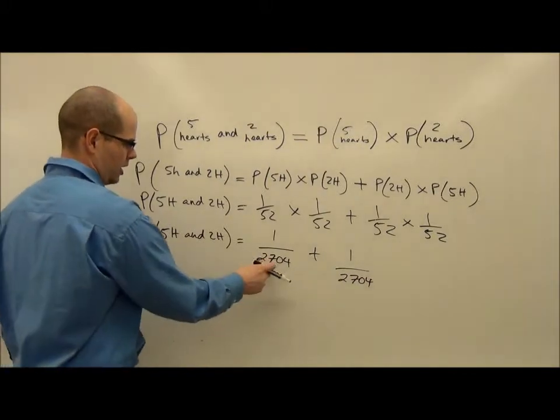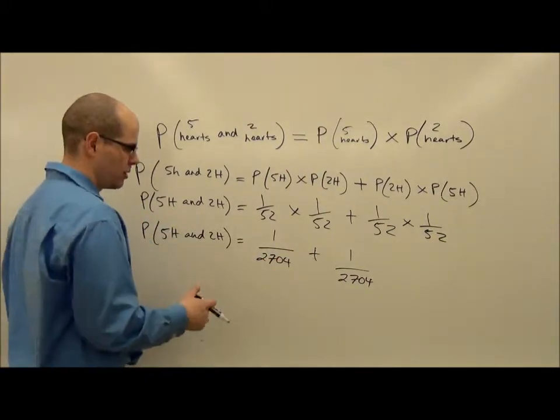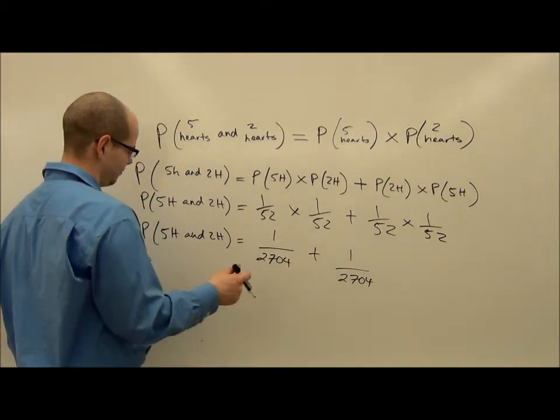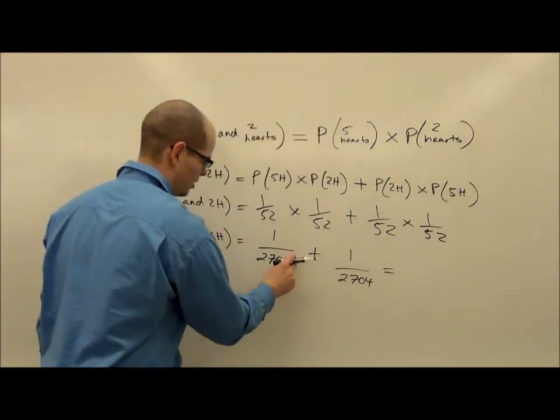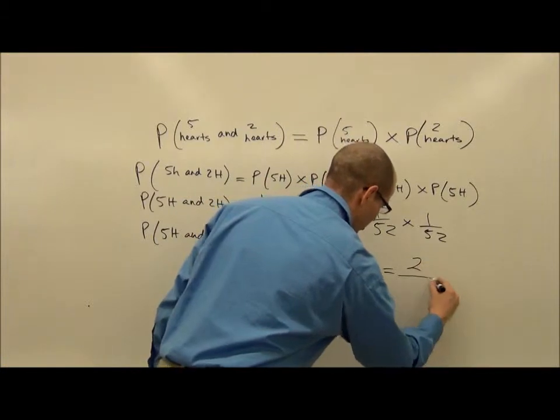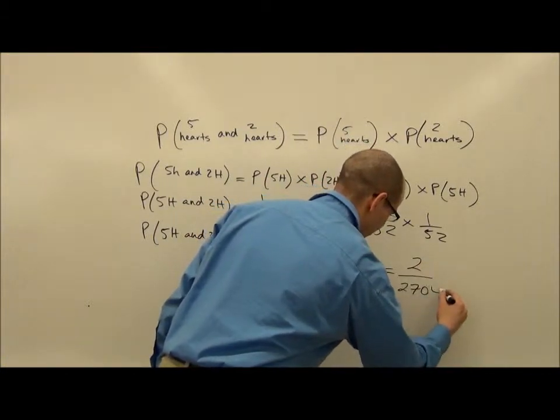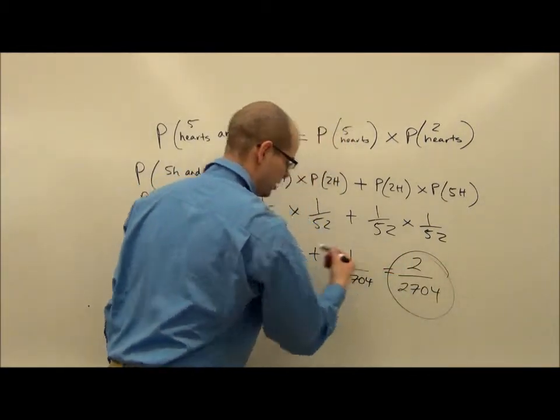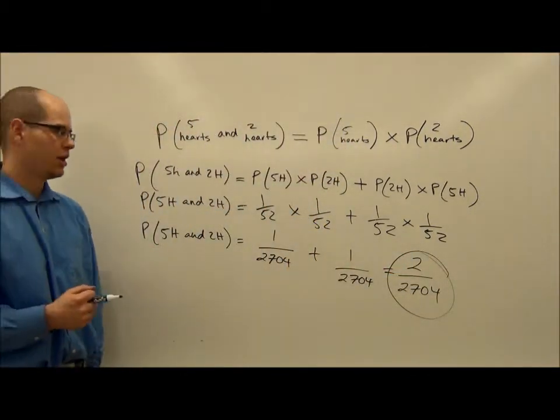Okay. If you add fractions, you should remember that if they have a common denominator, it's as simple as adding the numerators. So this becomes 2 over 2,704. Okay? So this is our answer.